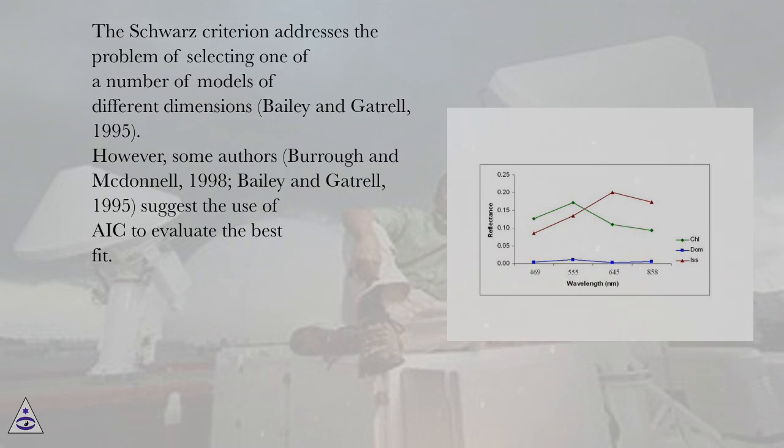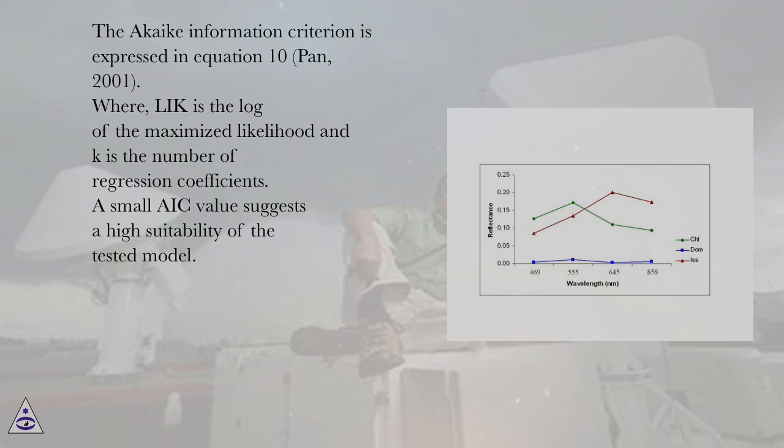The Schwartz criterion addresses the problem of selecting one of a number of models of different dimensions, Bailey and Gatrell, 1995. However, some authors, Burrows and McDonnell, 1998, Bailey and Gatrell, 1995, suggest the use of AIC to evaluate the best fit. The Akaike information criterion is expressed in equation 10, Pan, 2001, where lic is the log of the maximized likelihood and k is the number of regression coefficients. A small AIC value suggests a high suitability of the tested model.